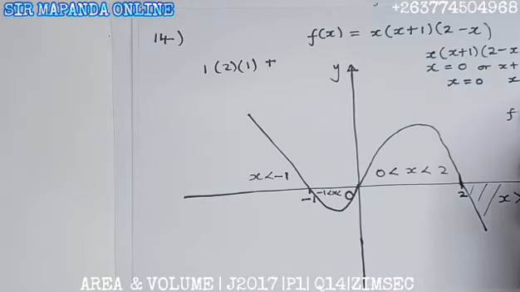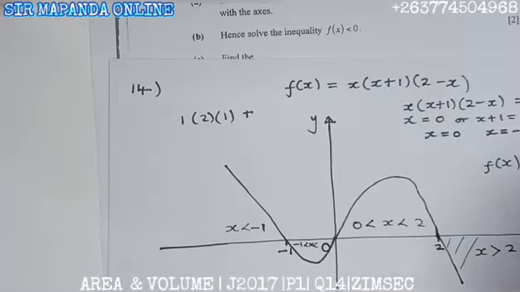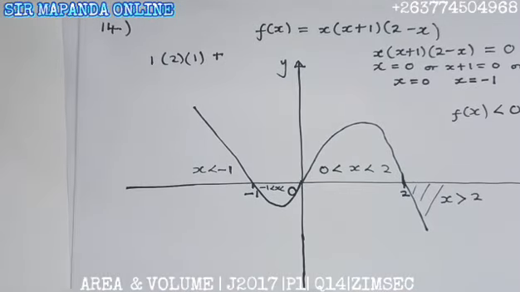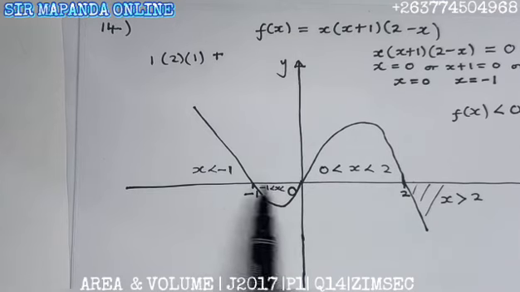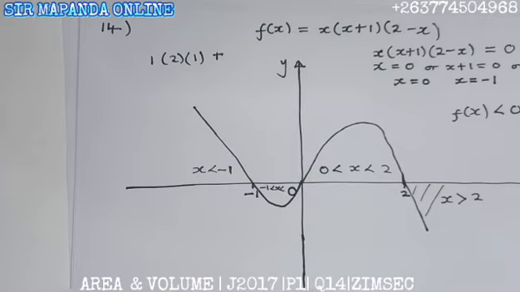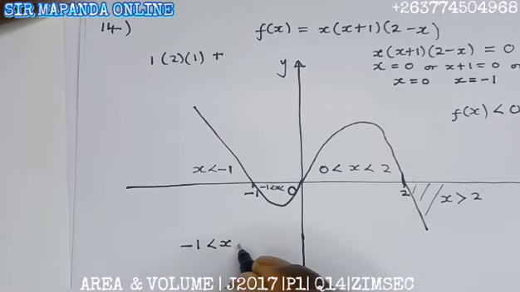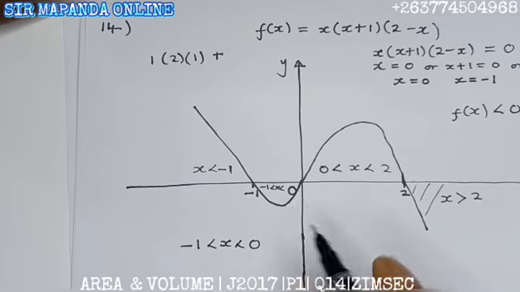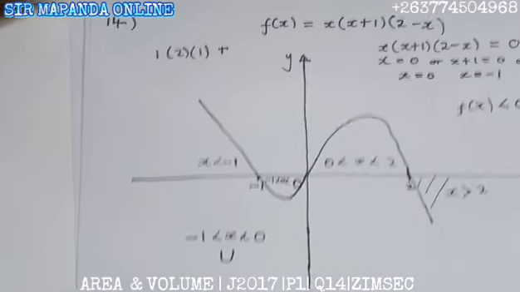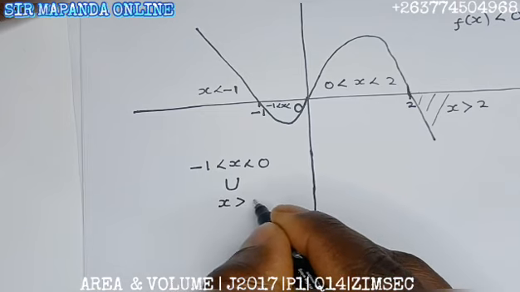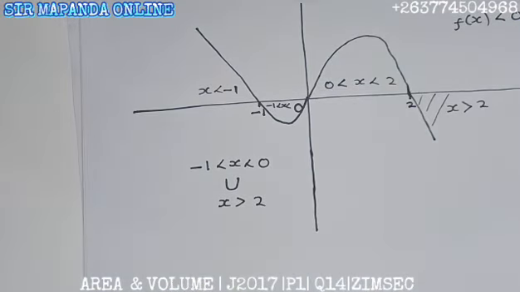So they want you to find f of x is what? Is less than 0. So it means we need the regions. Remember, we have 1, 2, 3, 4 regions. So less than 0 means below the x-axis. So we need to find the regions or the inequalities that are below the x-axis. So the first inequality below is this one, minus 1 less than x less than 0. Then union x is greater than 2. And this is your final answer.